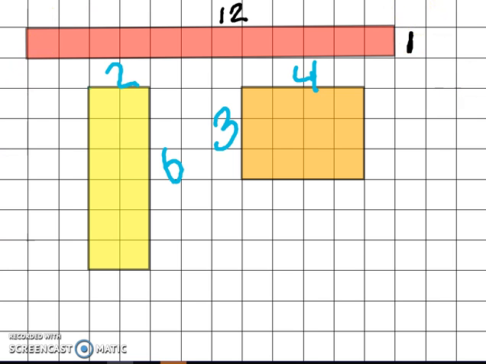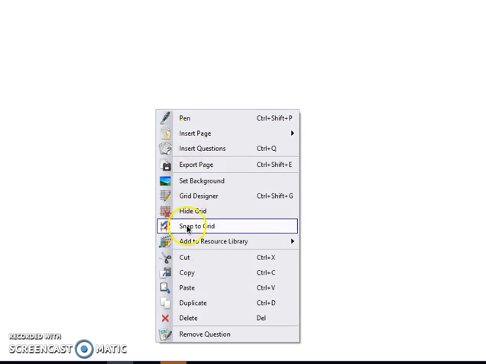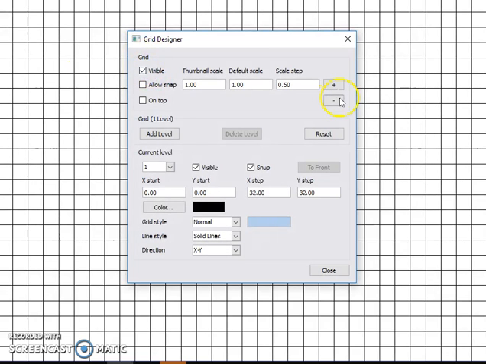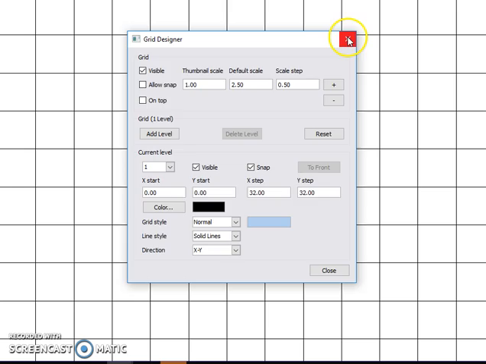Let's try another example with a different number and move a little bit quicker. Let's show the grid because I think that's kind of helpful, and we'll make it a little bit bigger here. Let's do maybe 20. An area of 20 is what we're looking for.